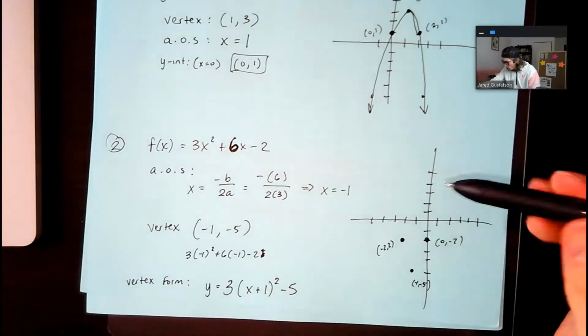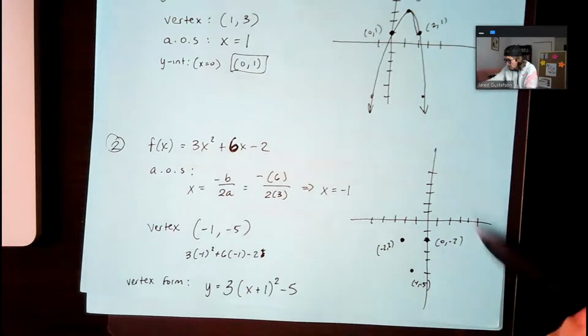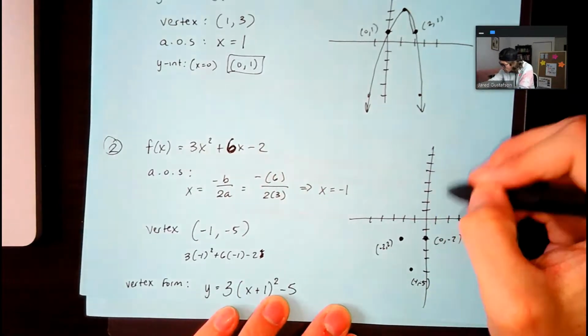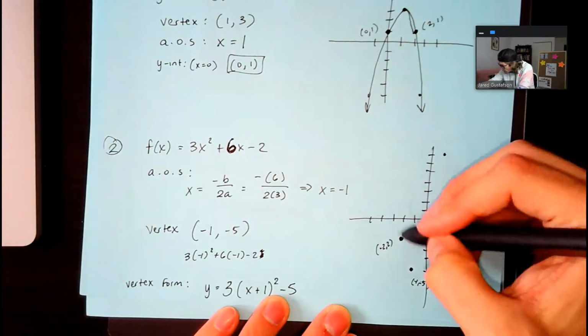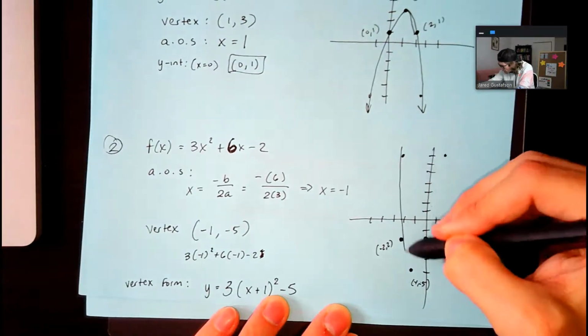If we wanted to find one more point, we can plug in 1. 3 plus 6 is 9, minus 2 is 7. Oh, I need to draw taller. And then using symmetry, go 1 over and up to 7 on that side.